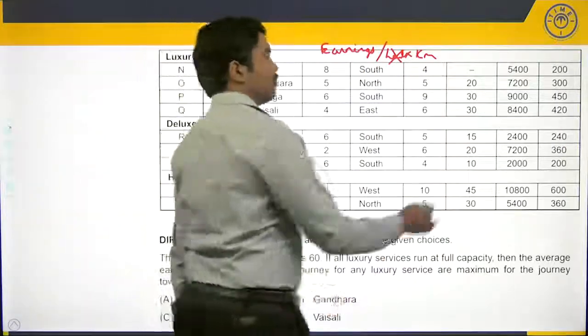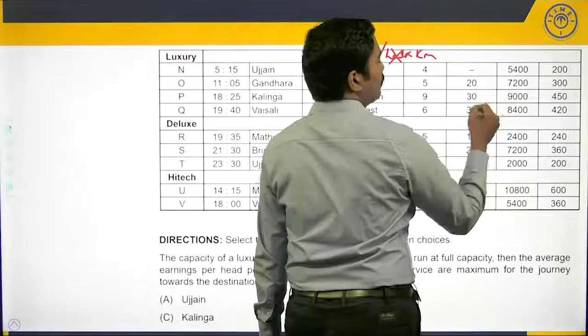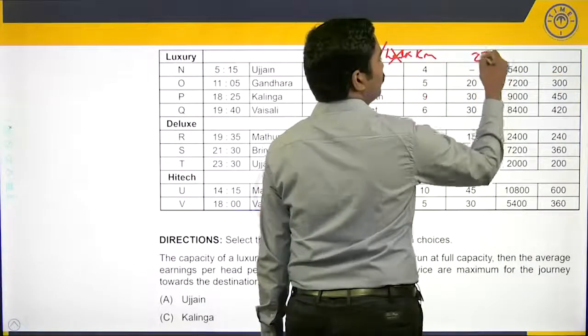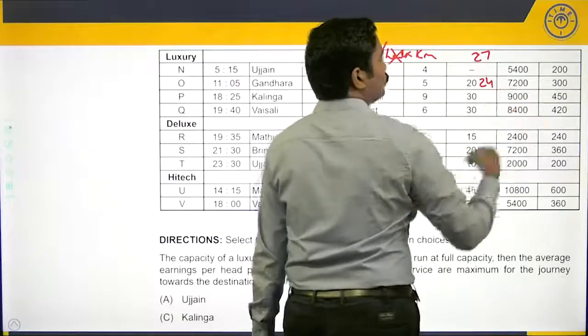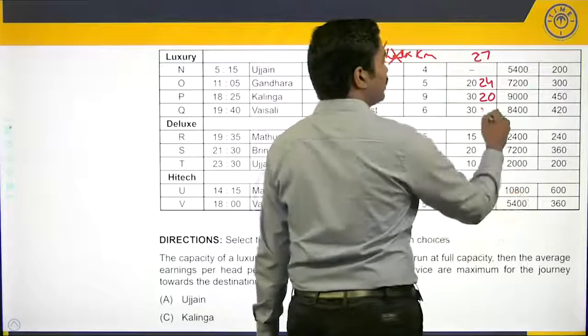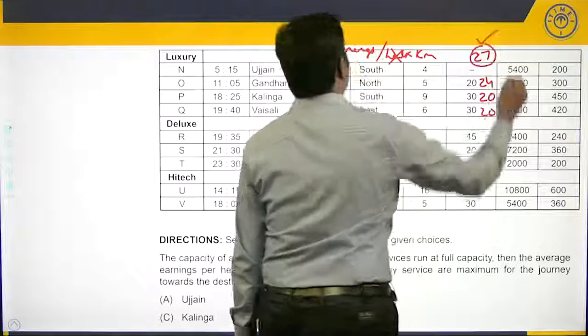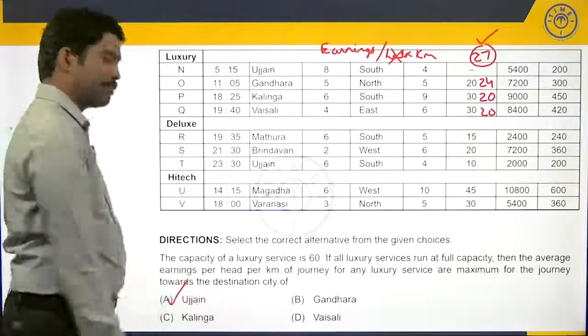Look at this, earnings of 5400 for 200 kilometers. 5400 by 200, that's 27. 7200 by 300, that's 24. 9000 by 450, that's 20. 8400 by 420, that's 20. So it is clearly, very clearly highest for the one that's traveling towards Ujjain. That would be option A.